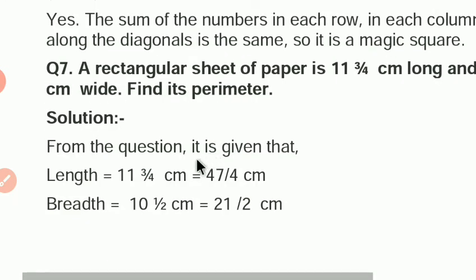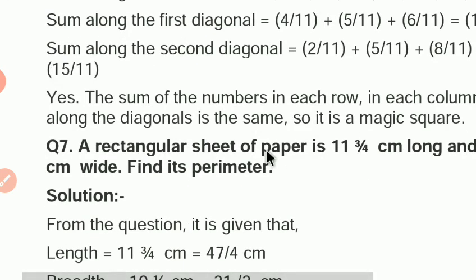We know that the perimeter of a rectangle is 2 into L plus B. So from the question, first write its length and breadth. So long means length 11 3 by 4. You can see it is given in mixed fraction. So first we'll change it into an improper fraction. So we'll multiply 4 by 11. So 4 into 11, 44. 44 plus 3, 47 by 4 centimeter.